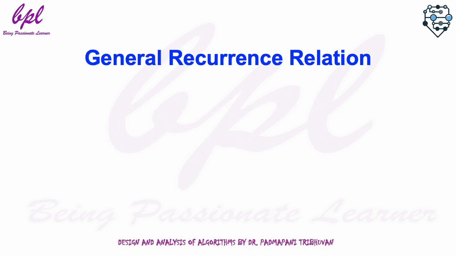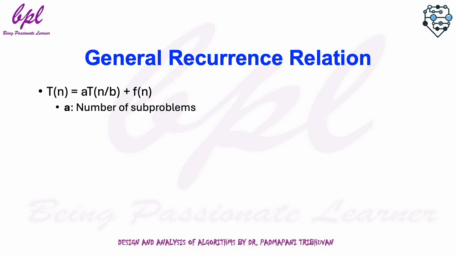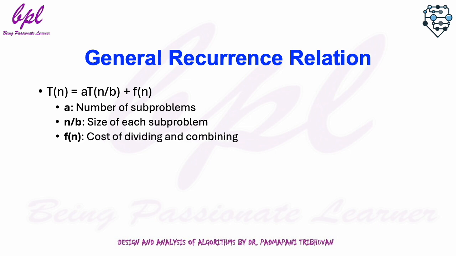Now let's discuss recurrence relations, which are used to analyze the time complexity of divide and conquer algorithms. A recurrence relation expresses the overall time complexity in terms of smaller subproblems. The general form is T(n) = A T(n/B) + f(n), where A is the number of subproblems, n/B is the size of each subproblem, and f(n) is the cost of dividing and combining.